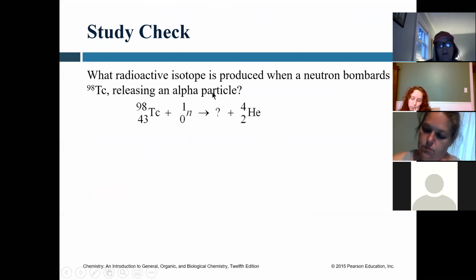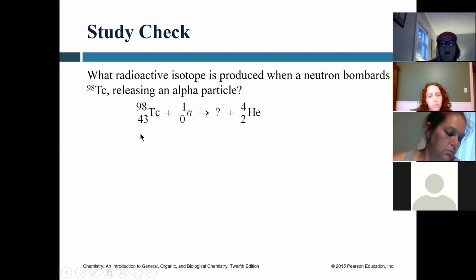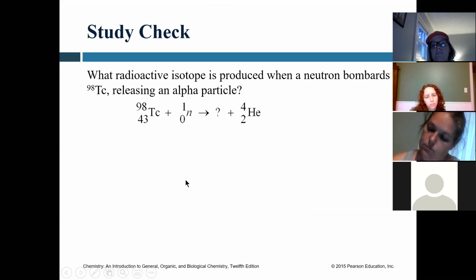So here's one. I want you to solve for the mystery. Here we've got Tc-98 getting bombarded by a neutron. You get an alpha particle and some sort of new nucleus. So you calculate out what the new nucleus is.